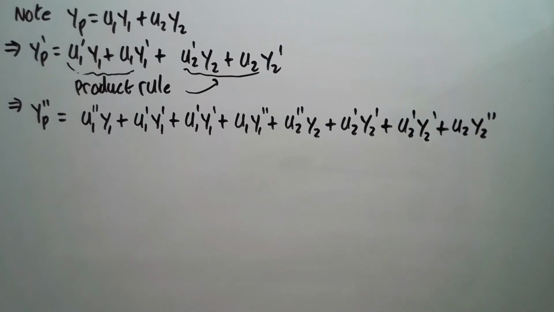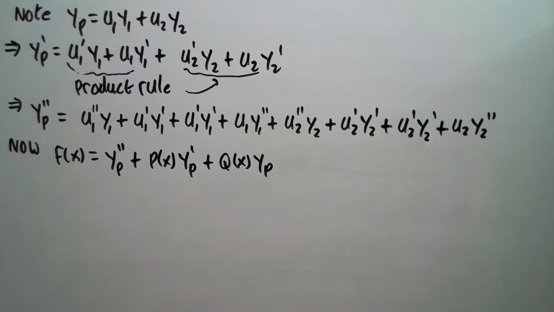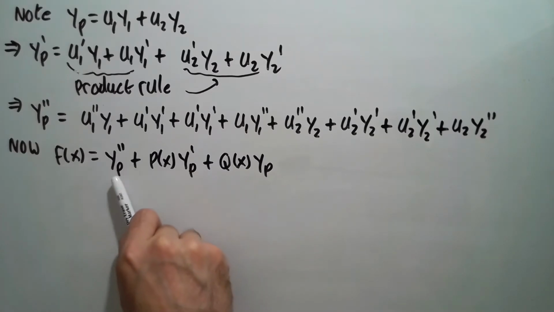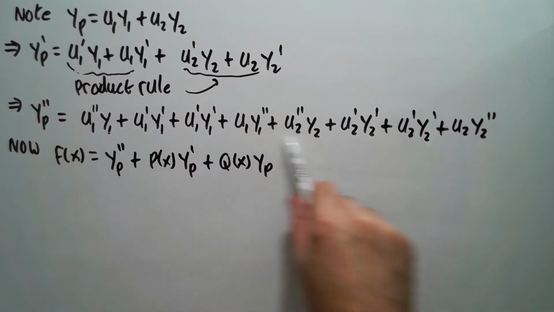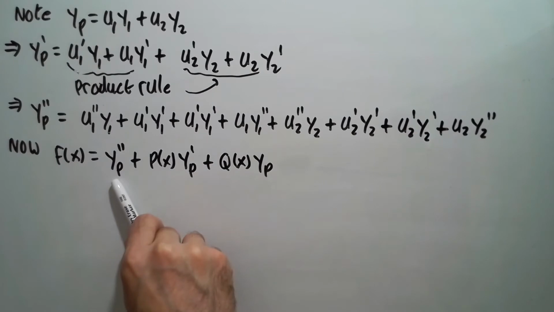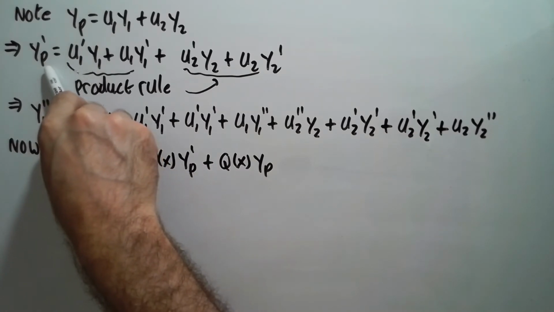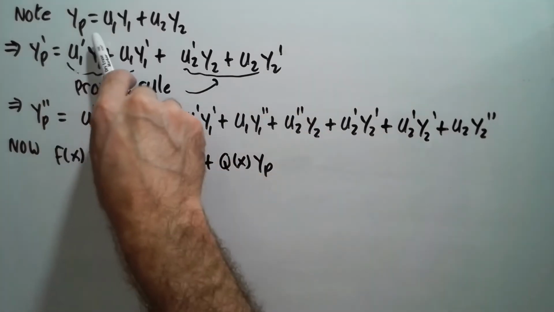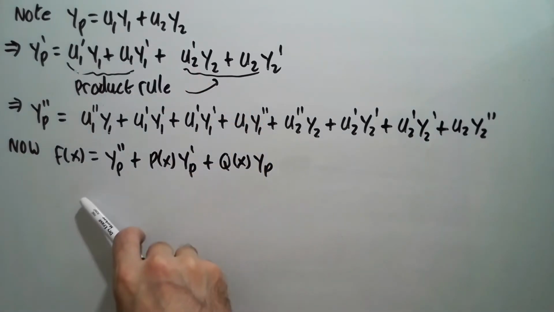Okay, so now let's plug into the non-homogeneous equation. I meant differential equation. So I'm going to put the f on this side. So we're going to replace the yp double prime with this long thing, replace the yp prime with this, and then replace the yp with this. So making those substitutions, we get.